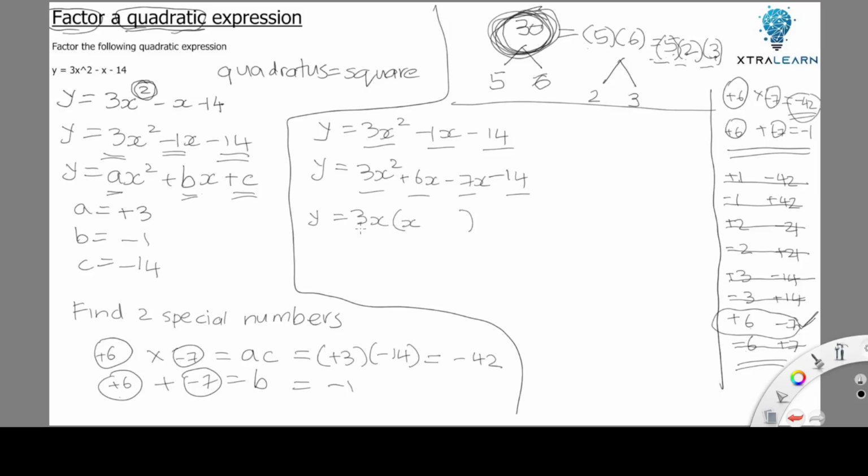Well, there's x, because 3x times x gives you this 3x squared. And then 3x times this +2 gives you +6x. And that's the first factoring.